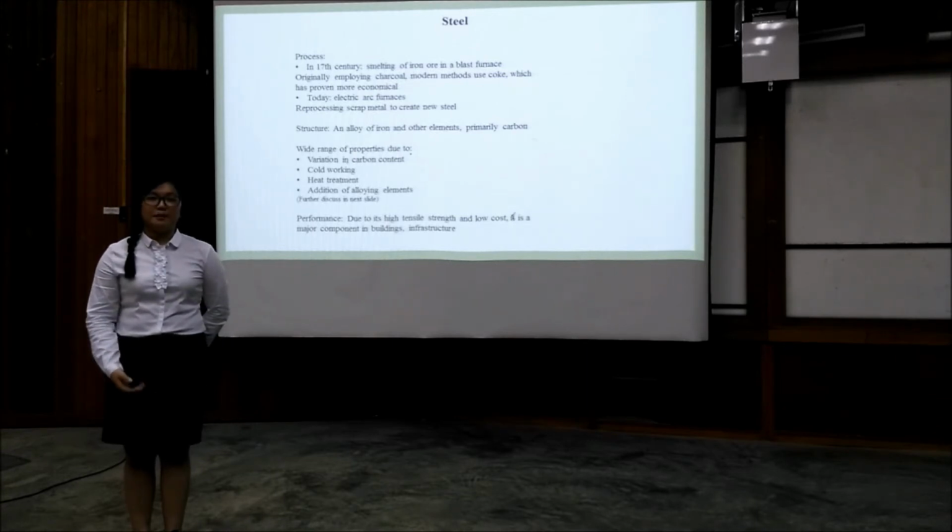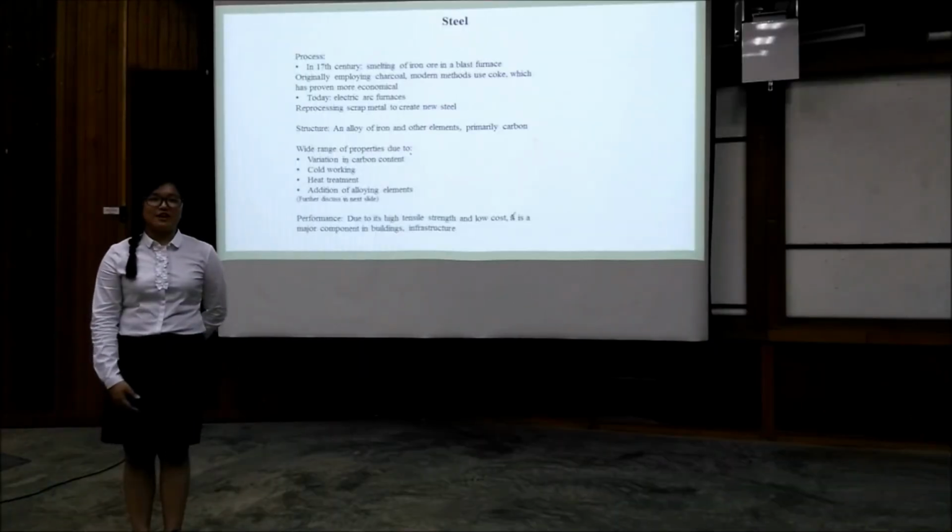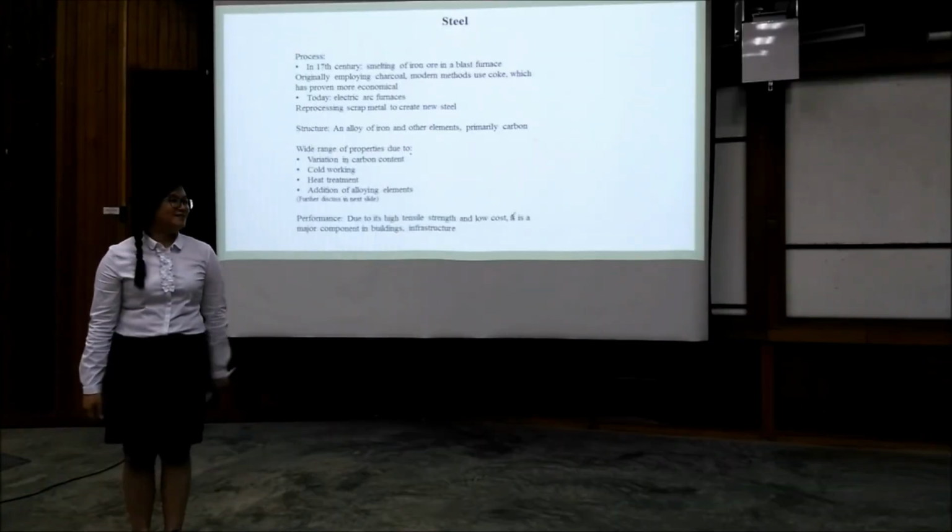So generally, increasing the amount of carbon in iron increases the proportion of pearlite and decreases the amount of ferrite. This leads to an increase in strength and hardness and a decrease in ductility. Because of its high tensile strength and low cost, steel is the major component used in buildings and infrastructure nowadays. Thank you, and now I'll pass the part to my friend.